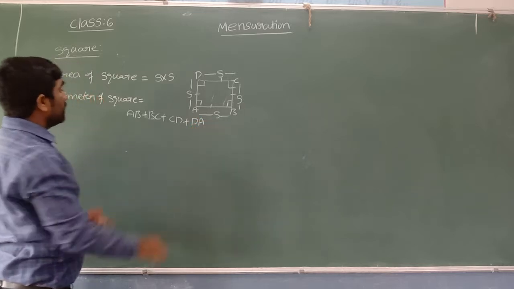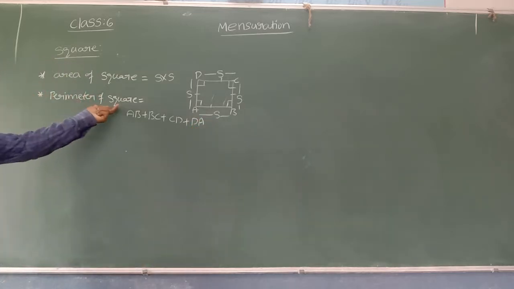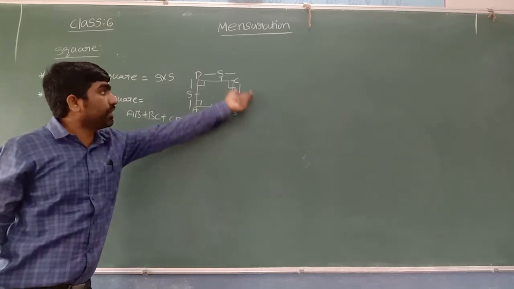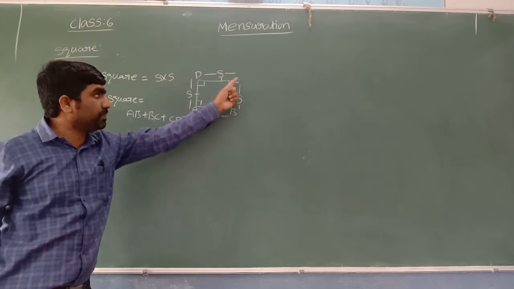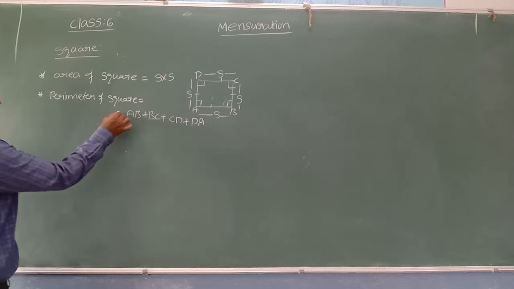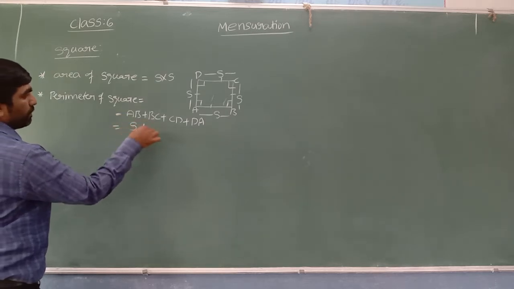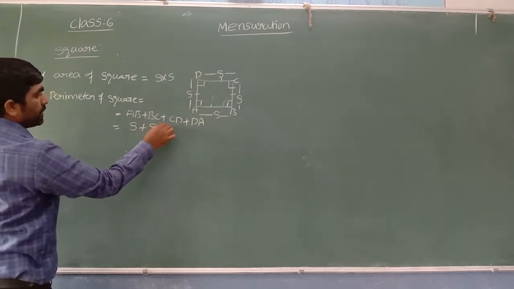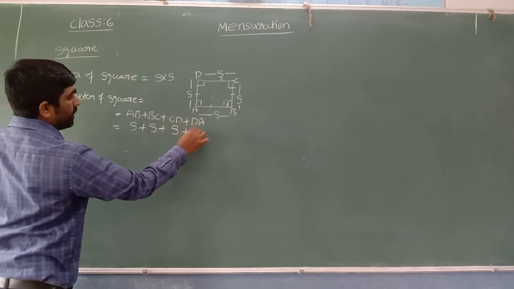What am I doing, beta? I am trying to find the perimeter of a square. About perimeter, I said it is the total length of the boundary: A to B plus B to C plus C to D plus D to A. Now write the length: A to B is S, B to C is also S, C to D is S, plus D to A is S.